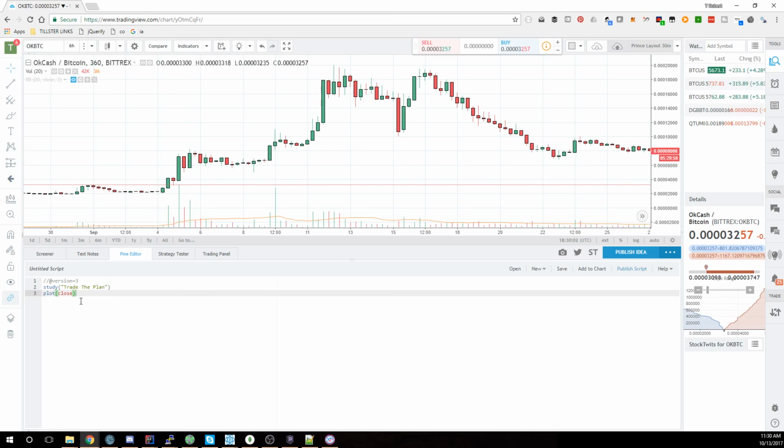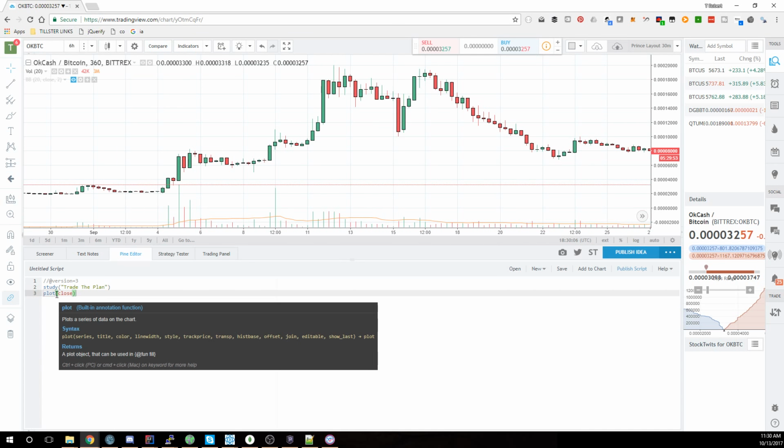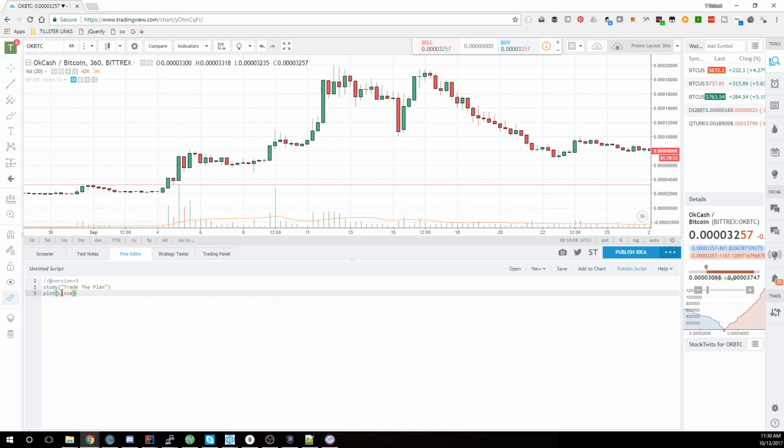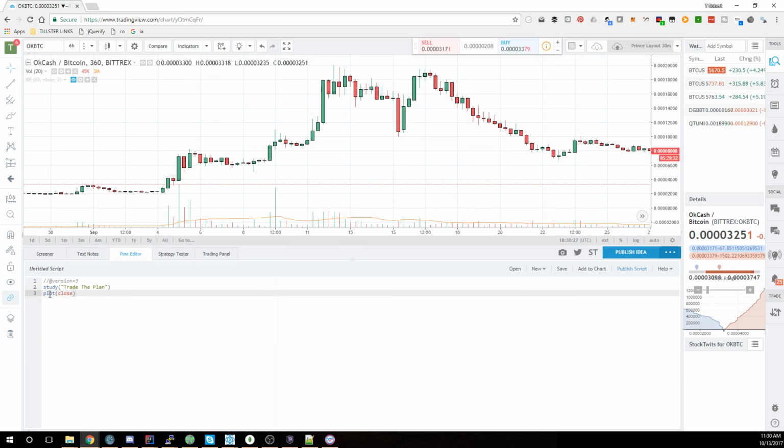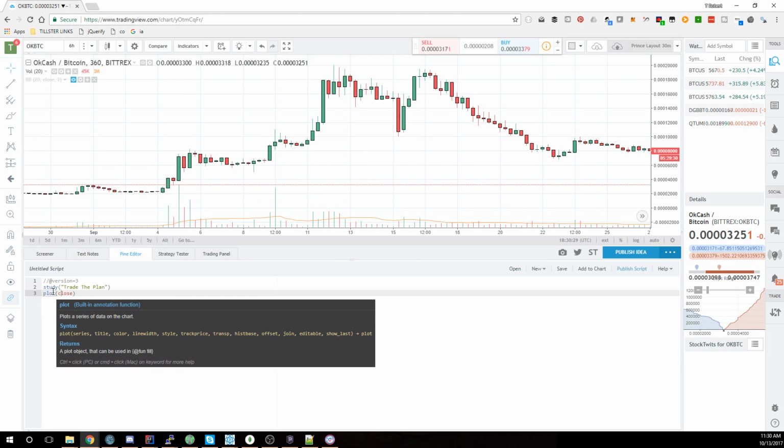Okay, then we have another function which is called plot. And the nice thing about Pine is when you actually mouse over it, it will tell you how to invoke it. It says plot, which is a built-in annotation function, and it plots a series of data on the chart. Well, that sounds useful. And you can see that we can pass in a series and a title and a color and a line width. So let's try some of those, right?